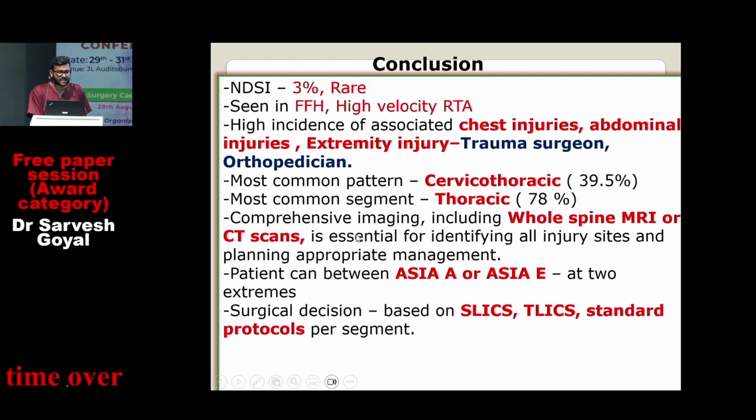Whole spine MRI and CT scan is a must to identify the cases. Patients can be at the extremes of ASIA A or ASIA E. The surgical decision is based on SLICS, TLICS, and standard protocols as per segment. Thank you.